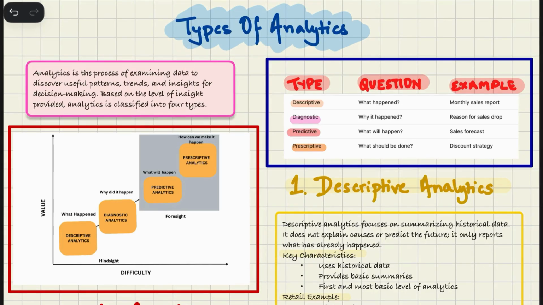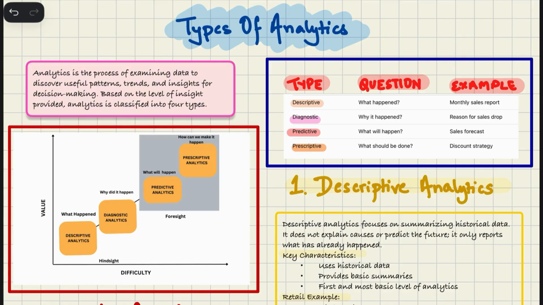Based on the level of insight provided, analytics is classified into 4 different types. So we have 4 types of analytics. First is descriptive. Like I previously told you about this term, descriptive asks the question: what happened? So we are analyzing the past historical data. Then comes diagnostic analytics, in which we ask why it happened. And then there is predictive analytics, which talks about what will happen now. And then we have prescriptive, what should be done.